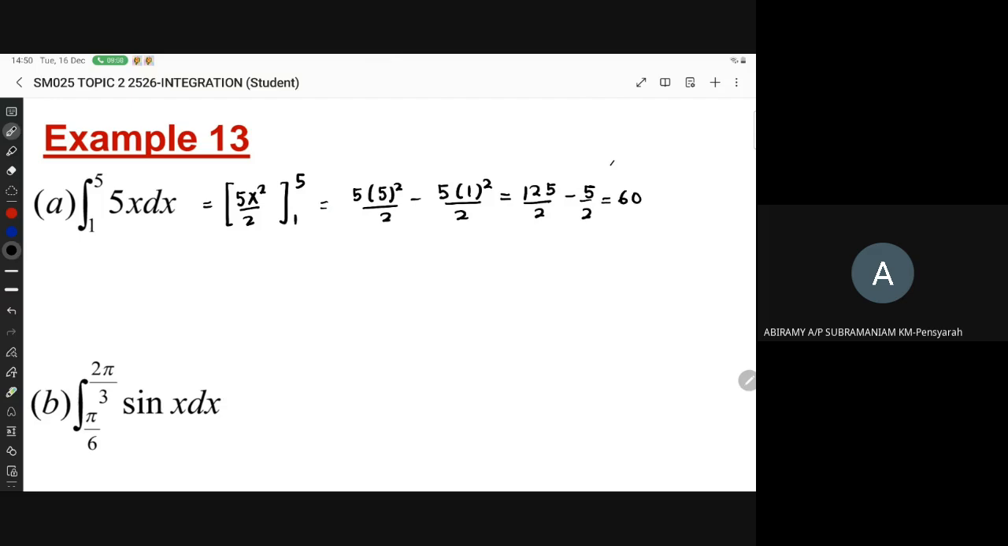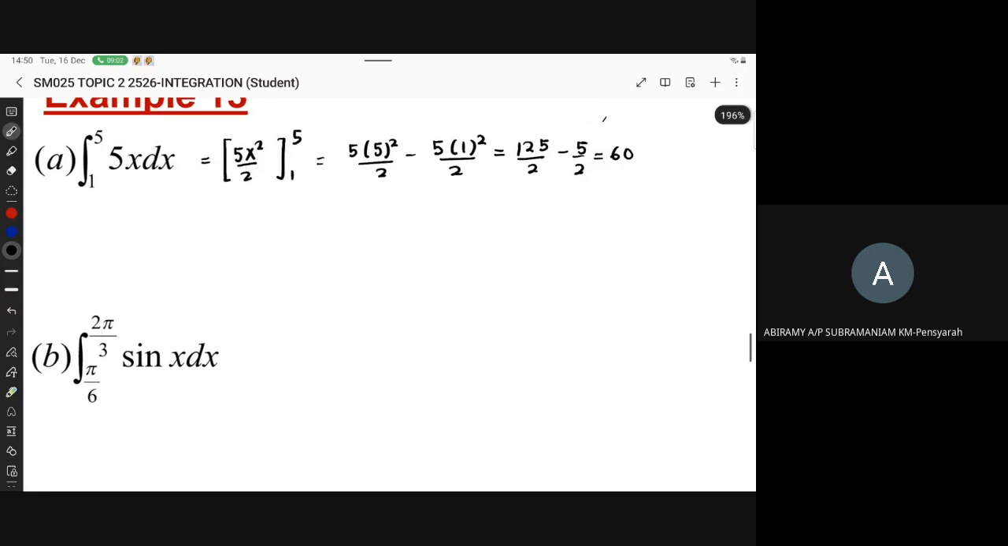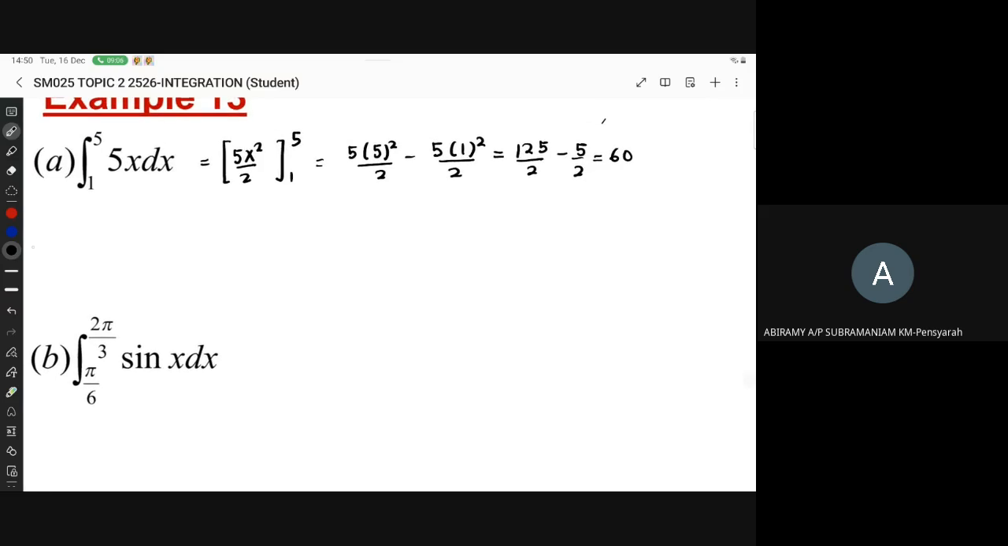For the next question, integrate from pi over 6 to 2 pi over 3 of sin x dx. We have to be very careful when we integrate functions involving trigonometry in a definite integral. So make sure your calculator is in radian mode. This is very important.